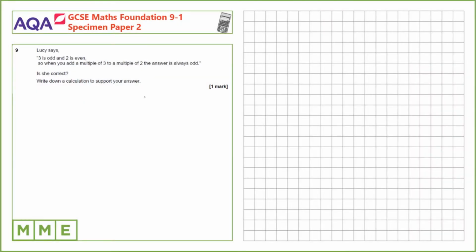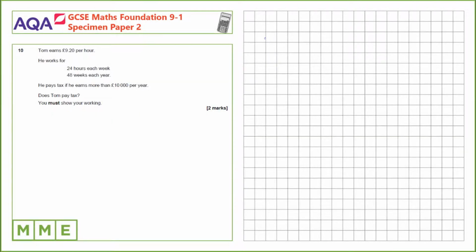Lucy says 3 is odd and 2 is even. So when you add a multiple of 3 to a multiple of 2, the answer is always odd. Is she correct? So what we can do for these kind of questions is try and find a counterexample to see if she's incorrect. For example, 6 is a multiple of 3, and 4 is a multiple of 2. If we add these together, 6 plus 4 is 10. We have a counterexample. This answer isn't odd, so she's incorrect.